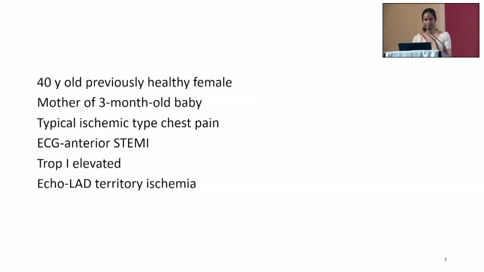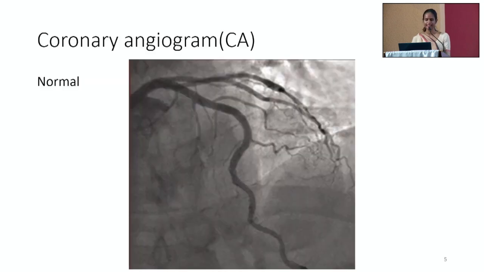Before going into my presentation, I would like to present a patient who's a 40-year-old previously healthy female, mother of a 3-month-old baby, who presented to us with typical ischemic type chest pain. ECG showed anterior ST elevations and troponin was elevated, and 2D echo showed regional wall motion abnormality in the ischemic territory. We rushed her to the cath lab and did the coronary angiogram. But it was normal. But we didn't stop at that.